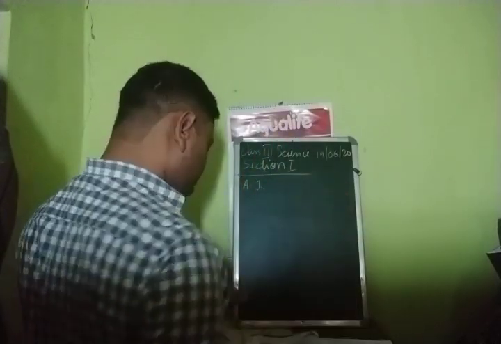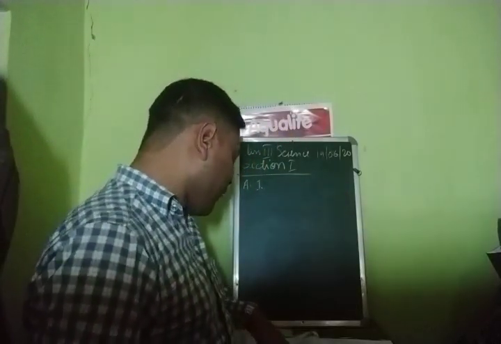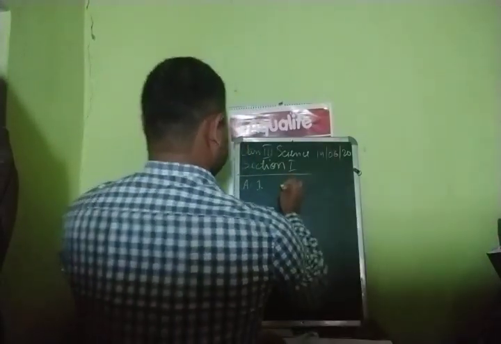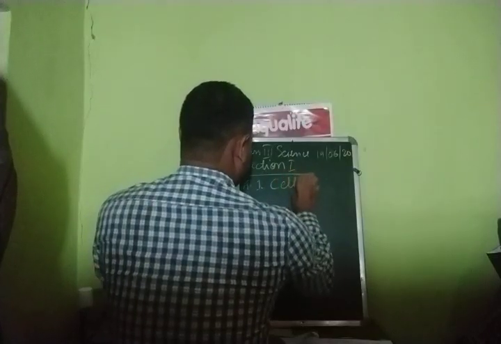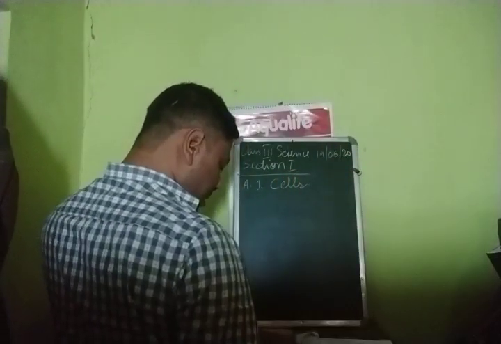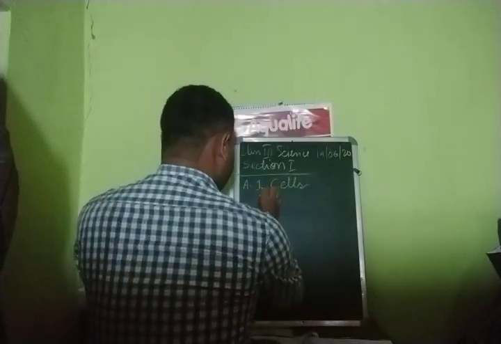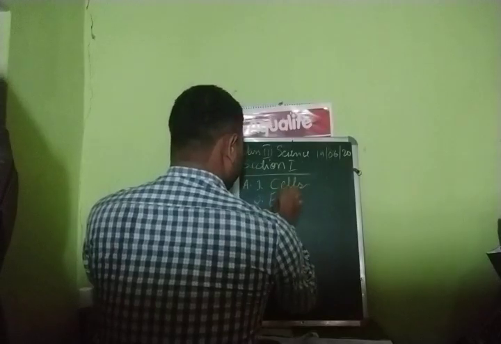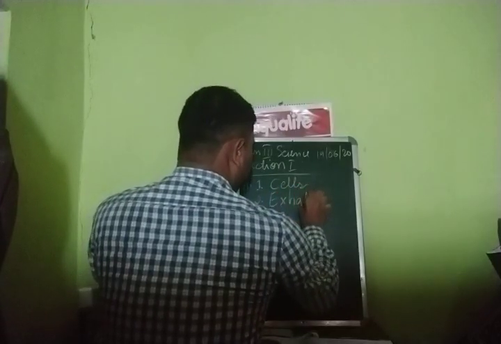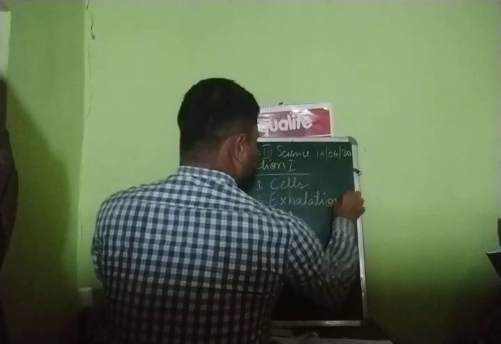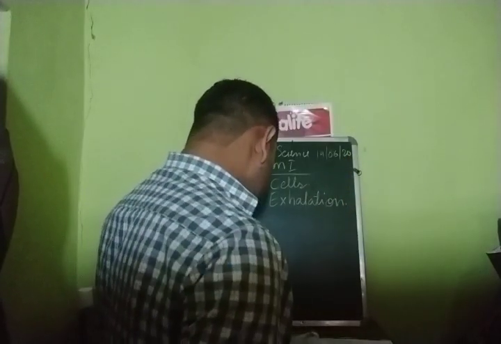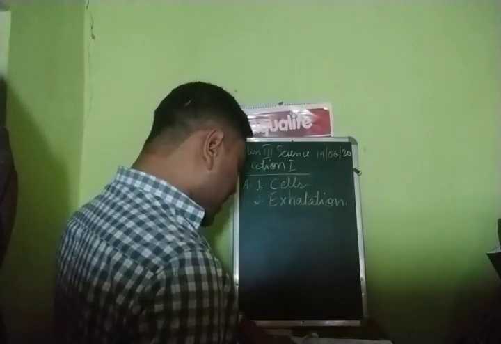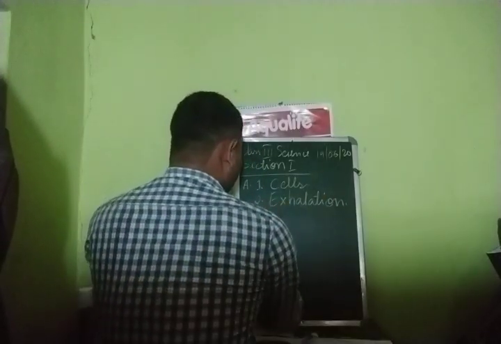Number 1. Question says, name the following. Human body is made up of millions of it. What is it? Cells, C-E-L-L-S. Then the process of breathing out is what? Exhalation, E-X-H-A-L-A-T-I-O-N. The process of breathing out is known as exhalation. Then the organ that pumps the blood. Which organ pumps the blood?